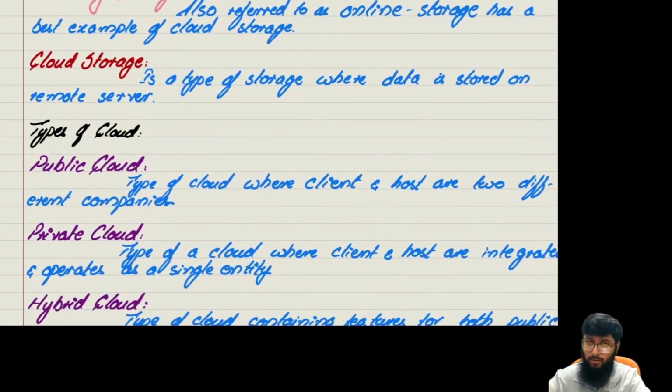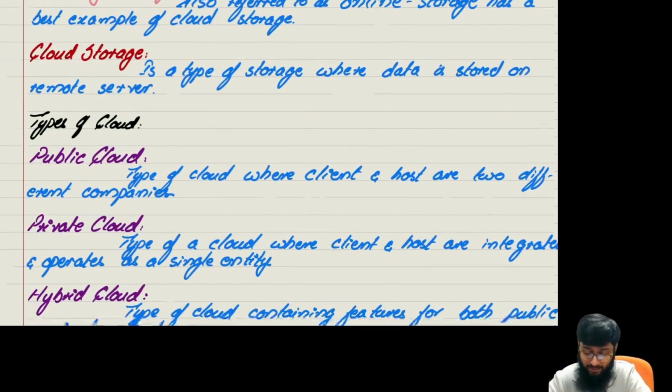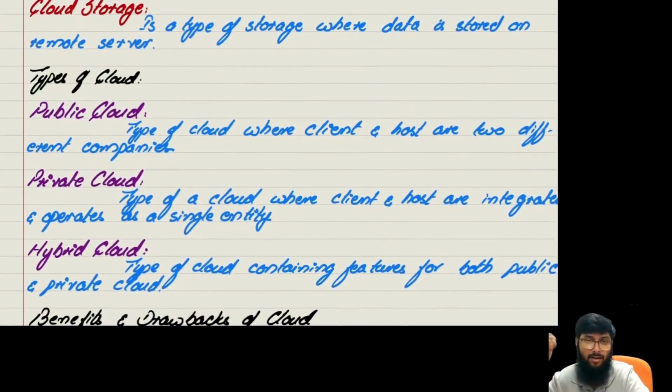As it's written here, it's a type of storage where data is stored on a remote server, as we just discussed. Now, coming to the types of clouds, we have three different types: a public cloud, a private cloud, and a hybrid cloud. Hybrid is quite clear: it's the combination of public and private, because hybrid simply means the combination of two or more things.